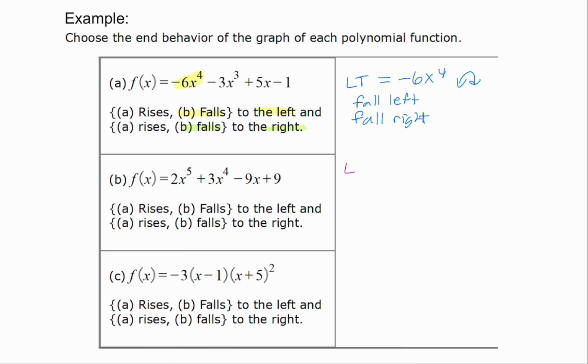For our second one, our lead term is 2x to the fifth. Don't assume that it's going to come first. Many times they're going to write it in correct order, but if it's not descending order, just look down your powers. What's your highest power? Now, an x to the fifth has the right side up and left side down, unless it's flipped over. This one is not flipped over.